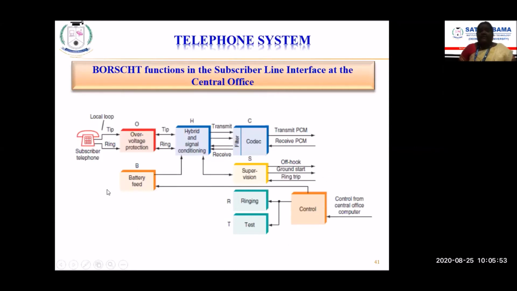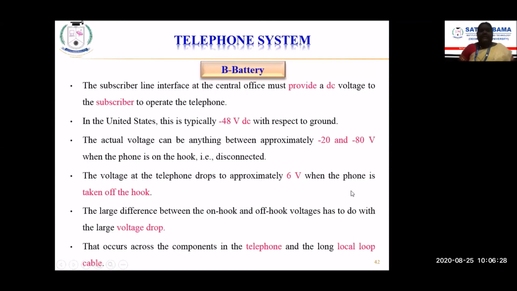What we are seeing first is the battery feed. We'll see each in detail one by one. Now let us look at the diagram. This is the battery feed, the second is the over voltage protection, then the ringing circuit, the next is supervision, then the codec, that is the C, and then the hybrid and finally the test. So these are the BORSCHT functions of the SLIC, providing the connection of the subscriber to the central office. Now let us see them in detail one by one.